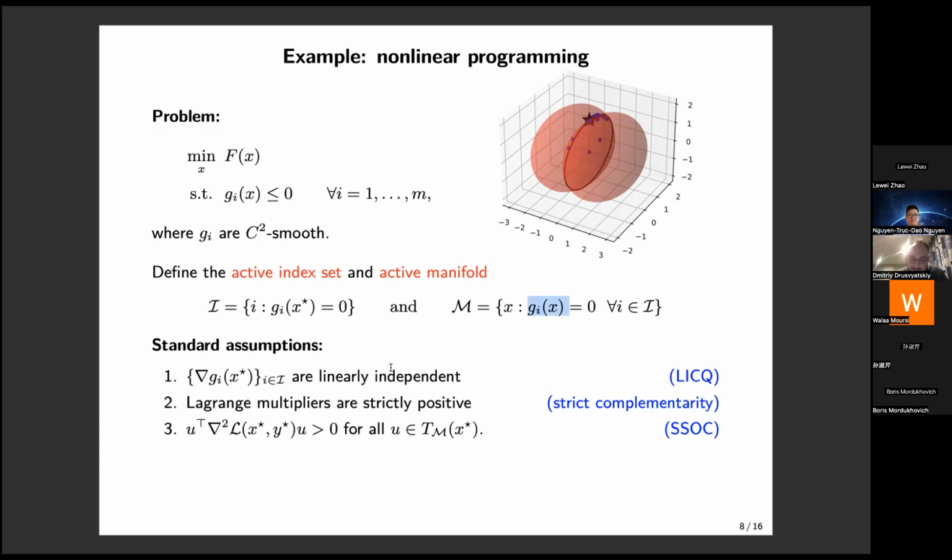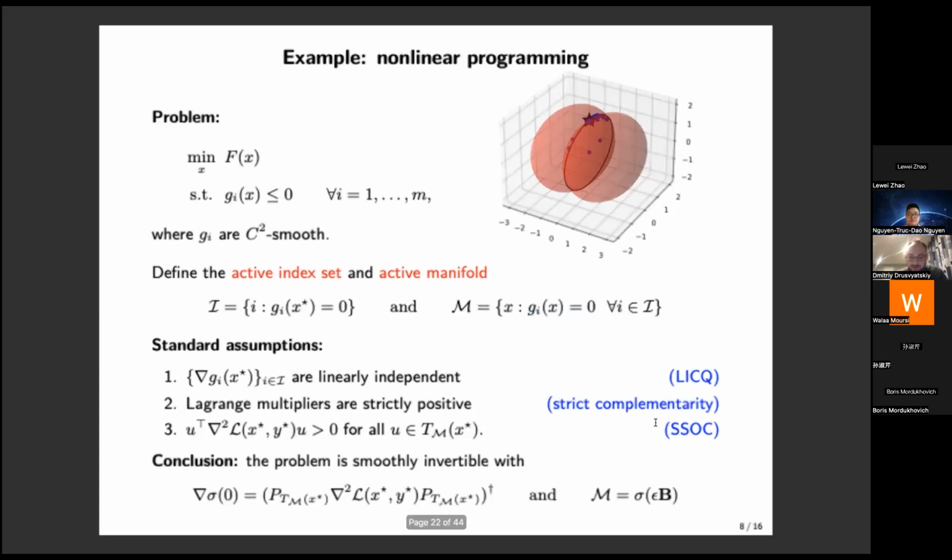The standard assumptions, well, not usually, but we will, are the strongest assumptions you can put, basically. The active gradients are linearly independent. The Lagrange multipliers are strictly positive, and the Hessian of the Lagrangian function is positive definite on the tangent space. So that is the strong second order condition for optimality. Then this problem will be smoothly invertible. The solution map will have a smooth localization, and the Jacobian of sigma is given in the usual way in terms of Hessians of Lagrangians and so on.